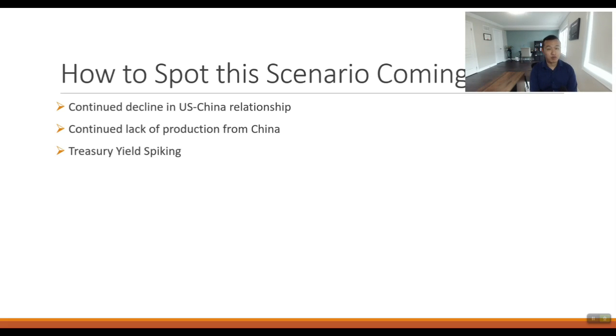And the final point is definitely the most obvious. If we ever see Treasury yields spiking, that's going to be bad, right? That's basically interest rates being raised. And if Treasury yields spike to the degree that it can only be explained by a huge player in the market dumping their Treasury bonds, I think that's a pretty clear tell that we are going to be in a dangerous situation, and we need to start thinking about this. That's why I'm making this video, right?